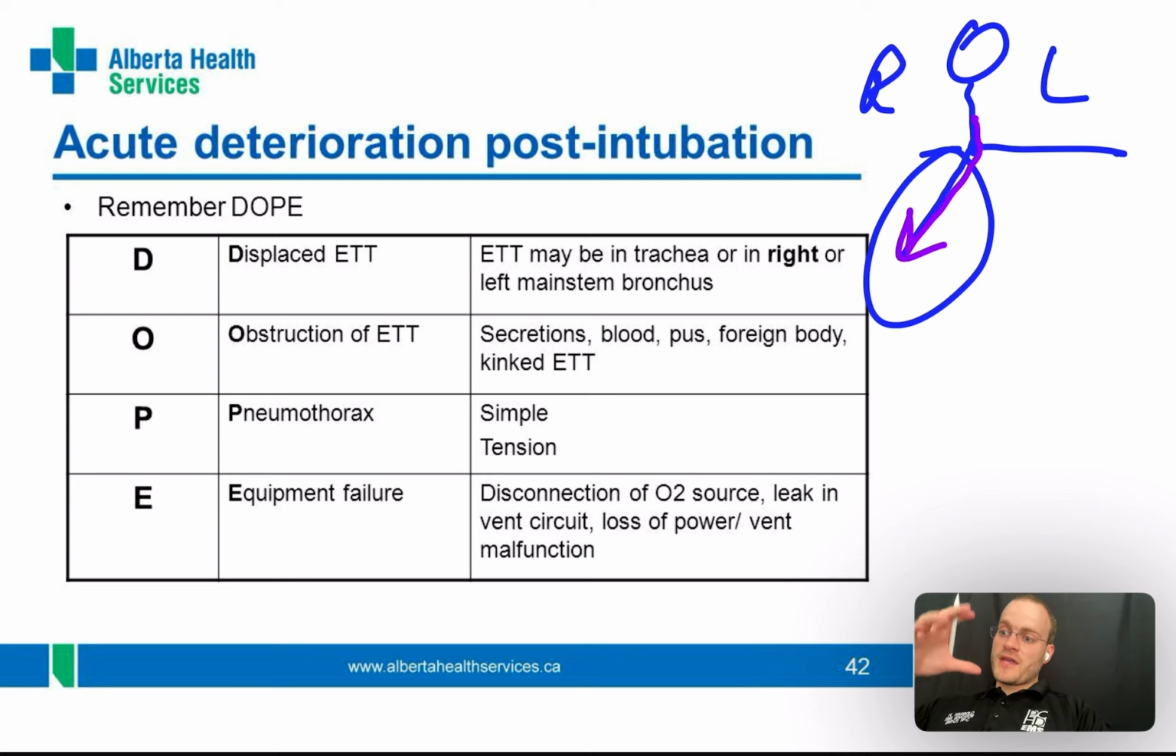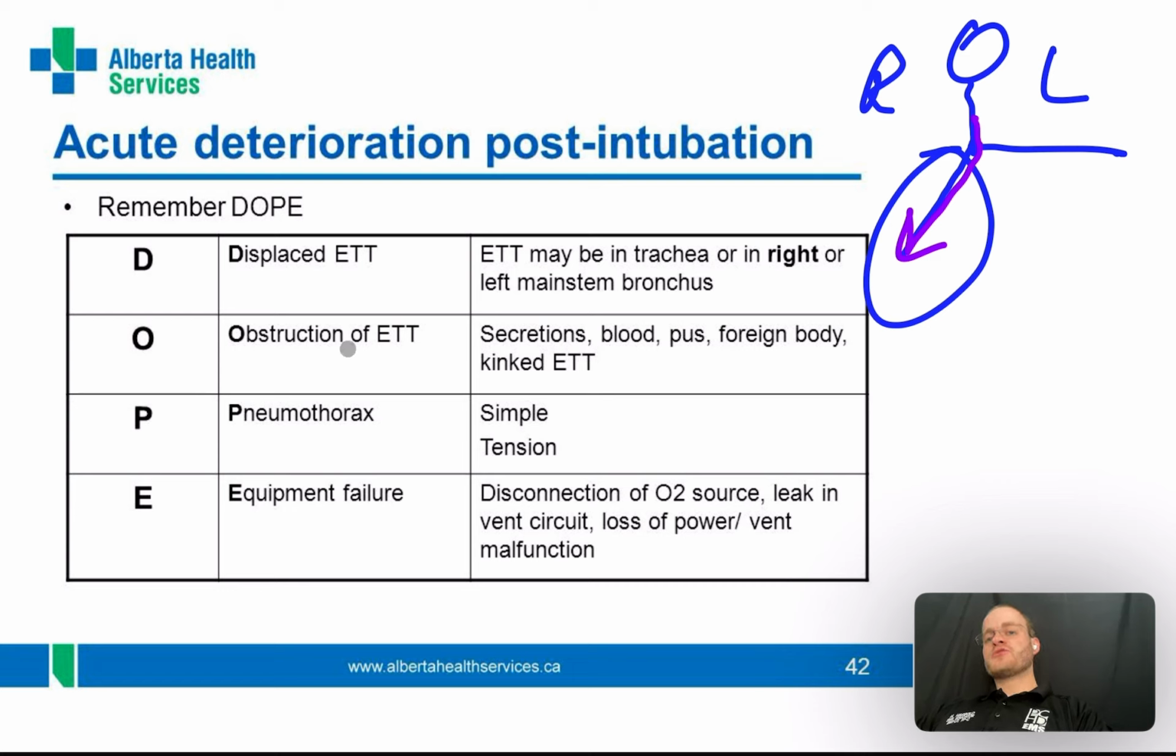So if you push this tube too far down, it'll always go into the right lung. If you're ever ventilating a patient and you only see chest rise on the right side, the tube has bypassed the carina and it's in the right lung. That's something to be very aware of. This is very real world. It does happen. I promise you will see this. If that happens, the tube needs to be pulled back because you're in too deep.